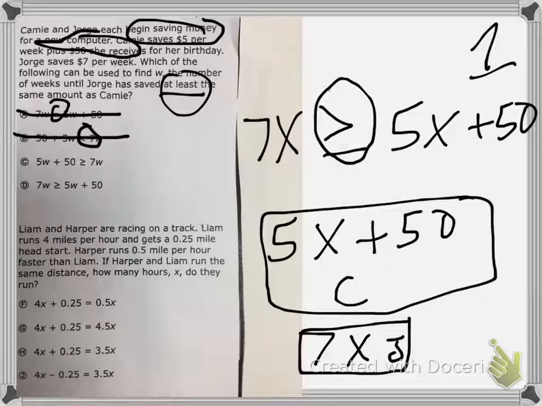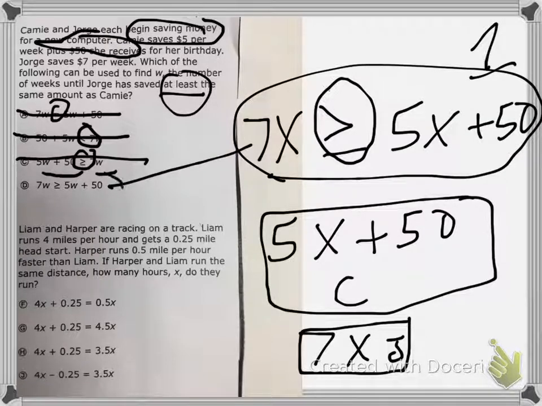And so that means I have to look at the other pieces here. Well, letter C has Cammie being greater than George. And the question says George has saved at least the same amount. So that means George should have the same amount as Cammie or greater. And so this one is backwards, so it can't be right. So that leaves me with letter D, 7W greater than or equal to 5W plus 50, and that's what we have over here. So these two, they match. So D is the right answer.